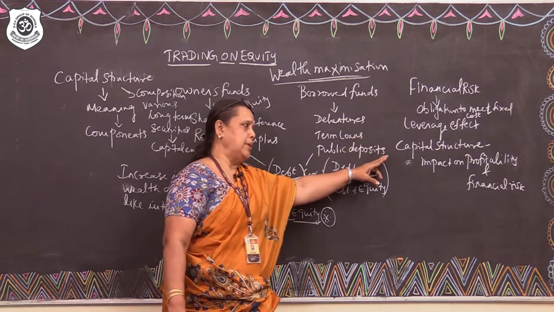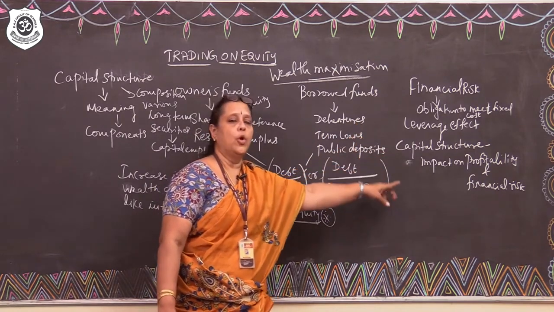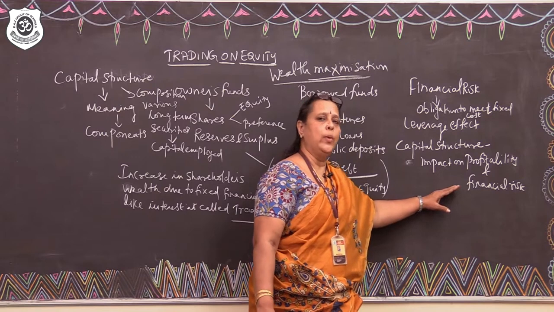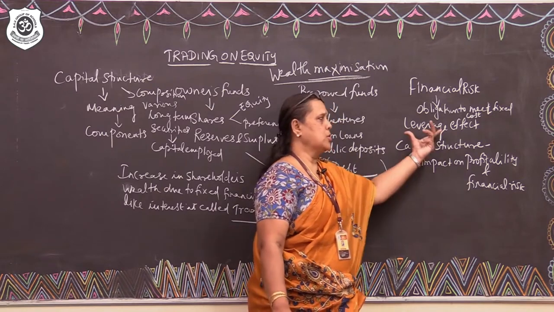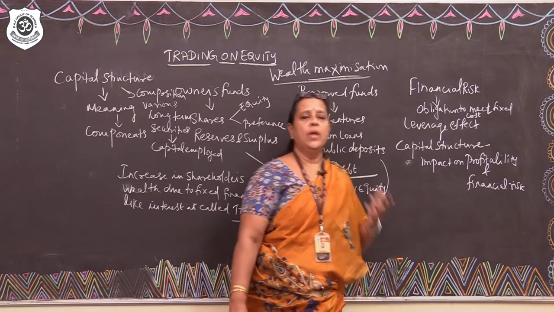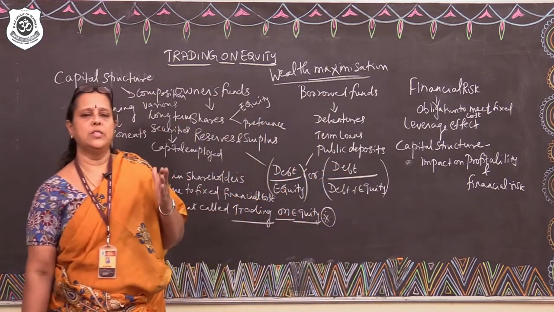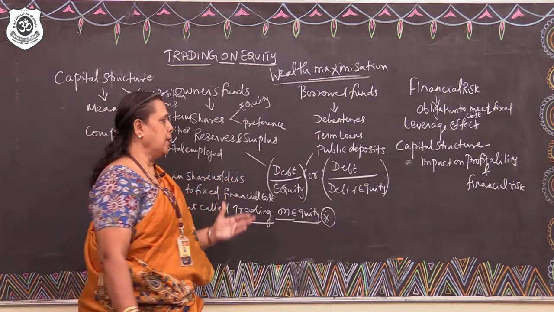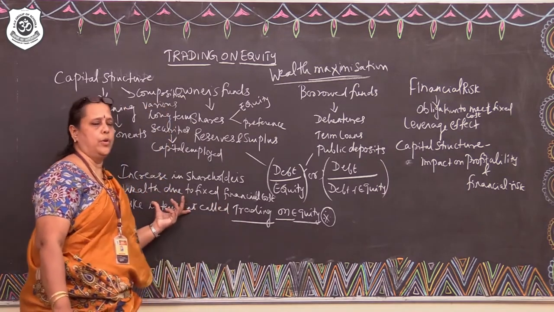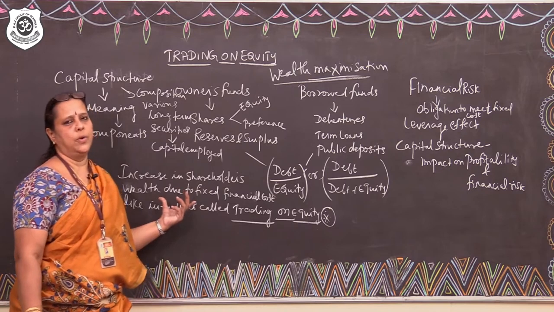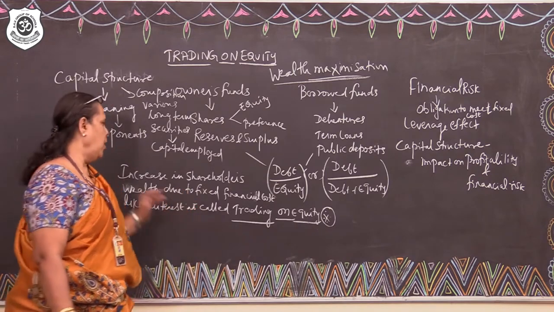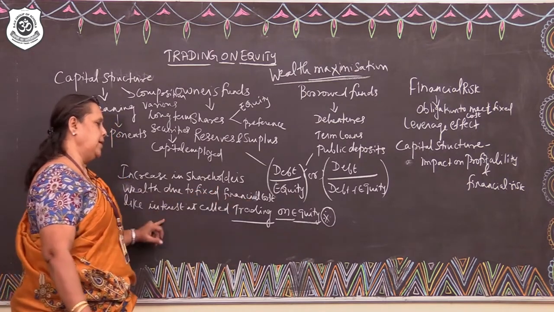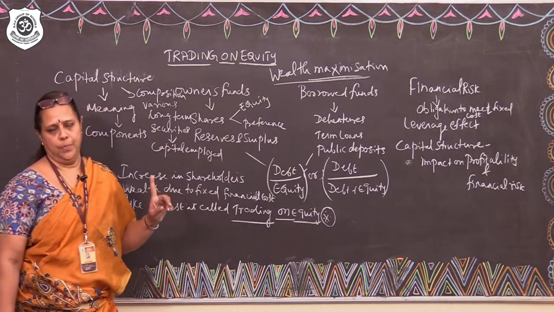But an optimum capital structure will have an impact on the profitability and financial risk of the company. The proportion of debt to equity in the capital structure of the company is called the leverage effect. Now, in the years of high profits, the company will be distributing only a fixed rate of return on investment to the borrowed capital. Thereby, the company will be able to either plow back more profit or distribute a higher return on investment to the equity shareholders. Therefore, the increase in shareholders' wealth due to fixed financial cost like interest is called trading on equity.